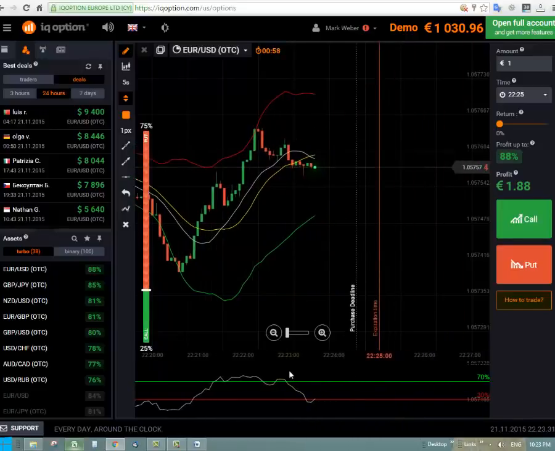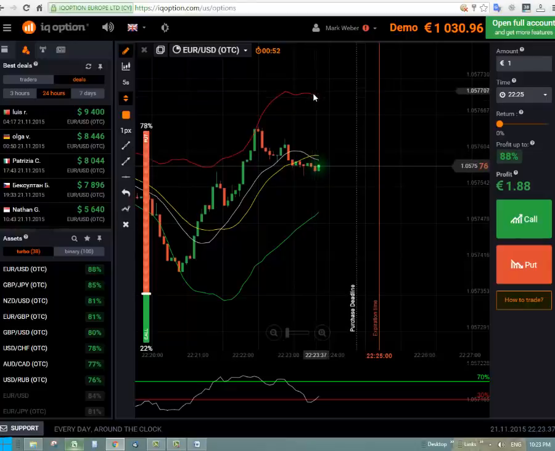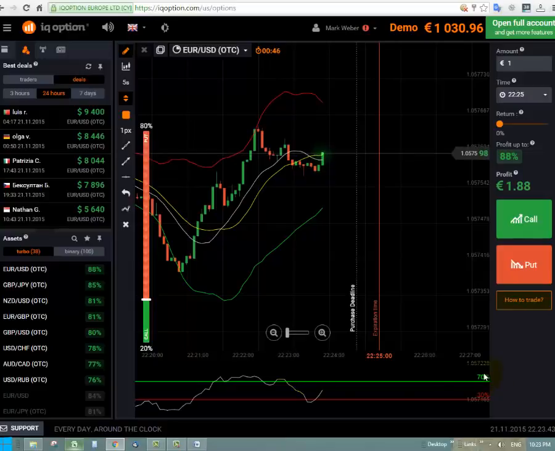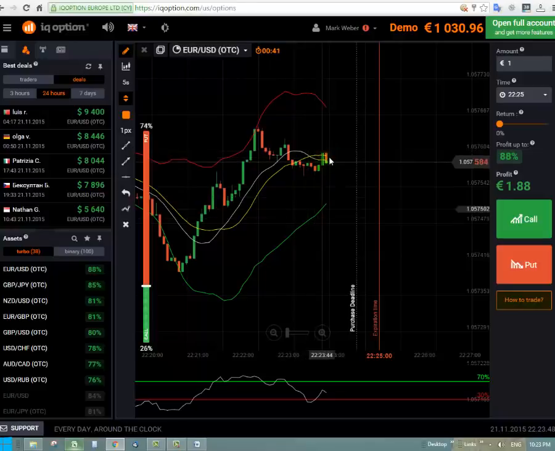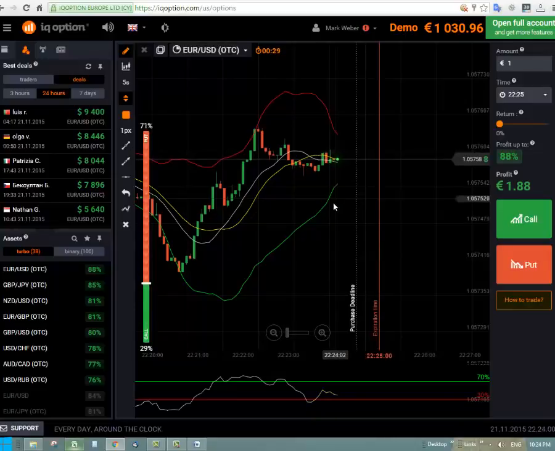And the best thing about this strategy is to monitor if the price hits the top line and if the RSI indicator is above the green line, above the 70% line, or if the price is on the bottom line and the RSI indicator is on the red line or below the red line. These are signs for an entry point.